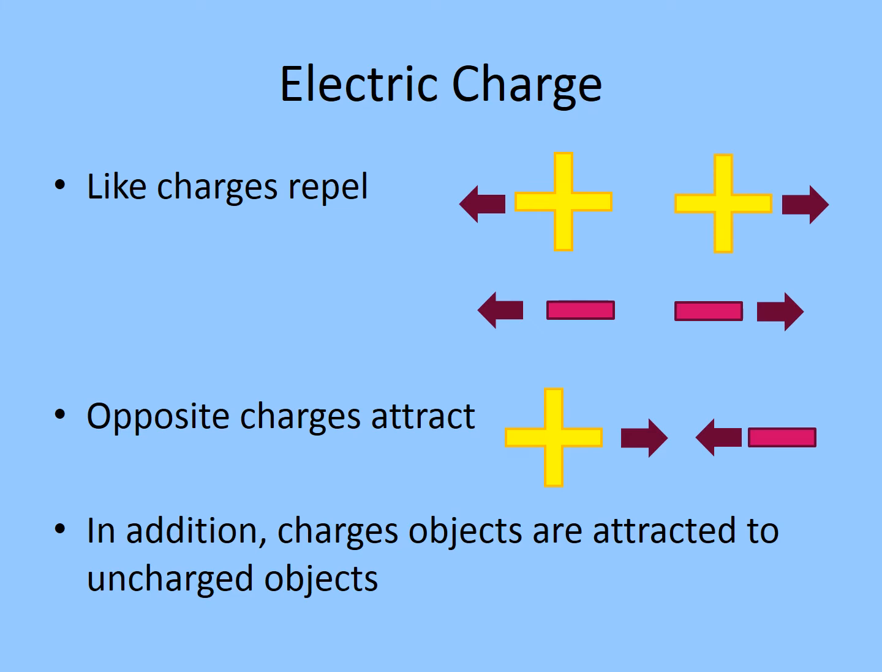So if I have two same charges, so two positives or two negatives interacting with each other, they're going to repel, they're going to push away from each other. On the other hand, if I have opposites, so a positive proton and a negative electron, they're going to attract to each other. One other thing that can happen is if you have something with a charge and something that doesn't have a charge, they'll be attracted to each other as well.